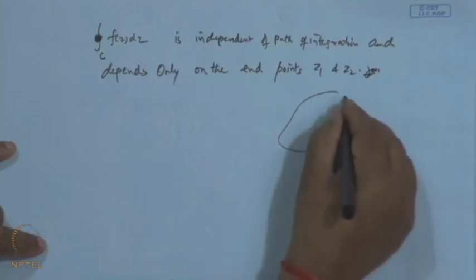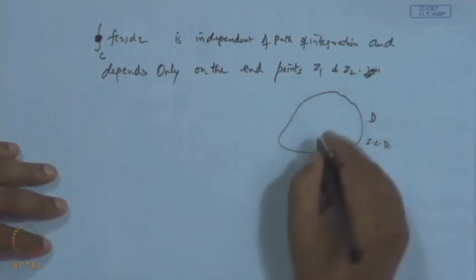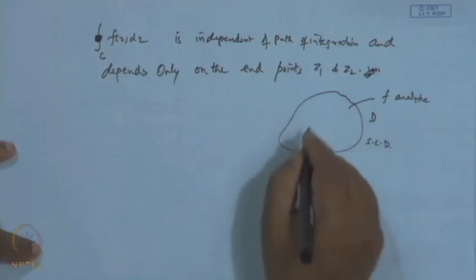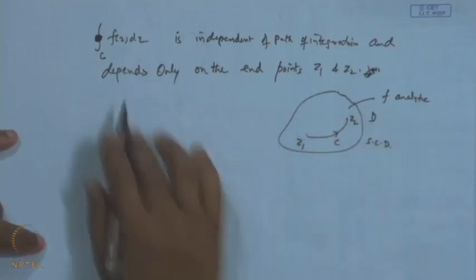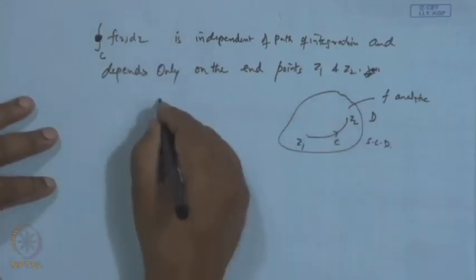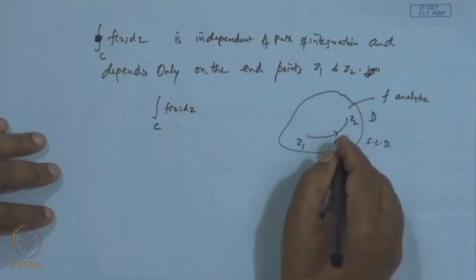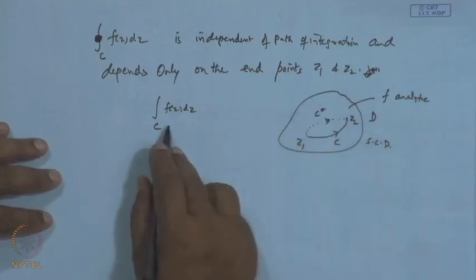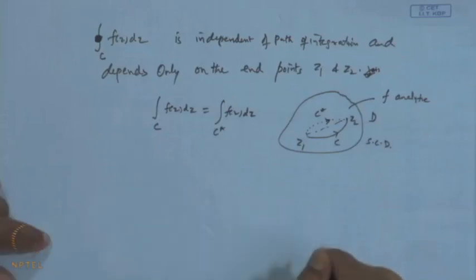What the meaning is, suppose D is a simply connected domain, and f is a function which is analytic at each point in the simply connected domain. There is a curve C joining the point Z1 to the point Z2. This theorem says that if I integrate f z dz along the path C, the integral will be independent of path. That is, if I take another curve C star, then the value of the integral along C and along C star will be the same, whatever the path is. This result follows immediately from the Cauchy theorem.